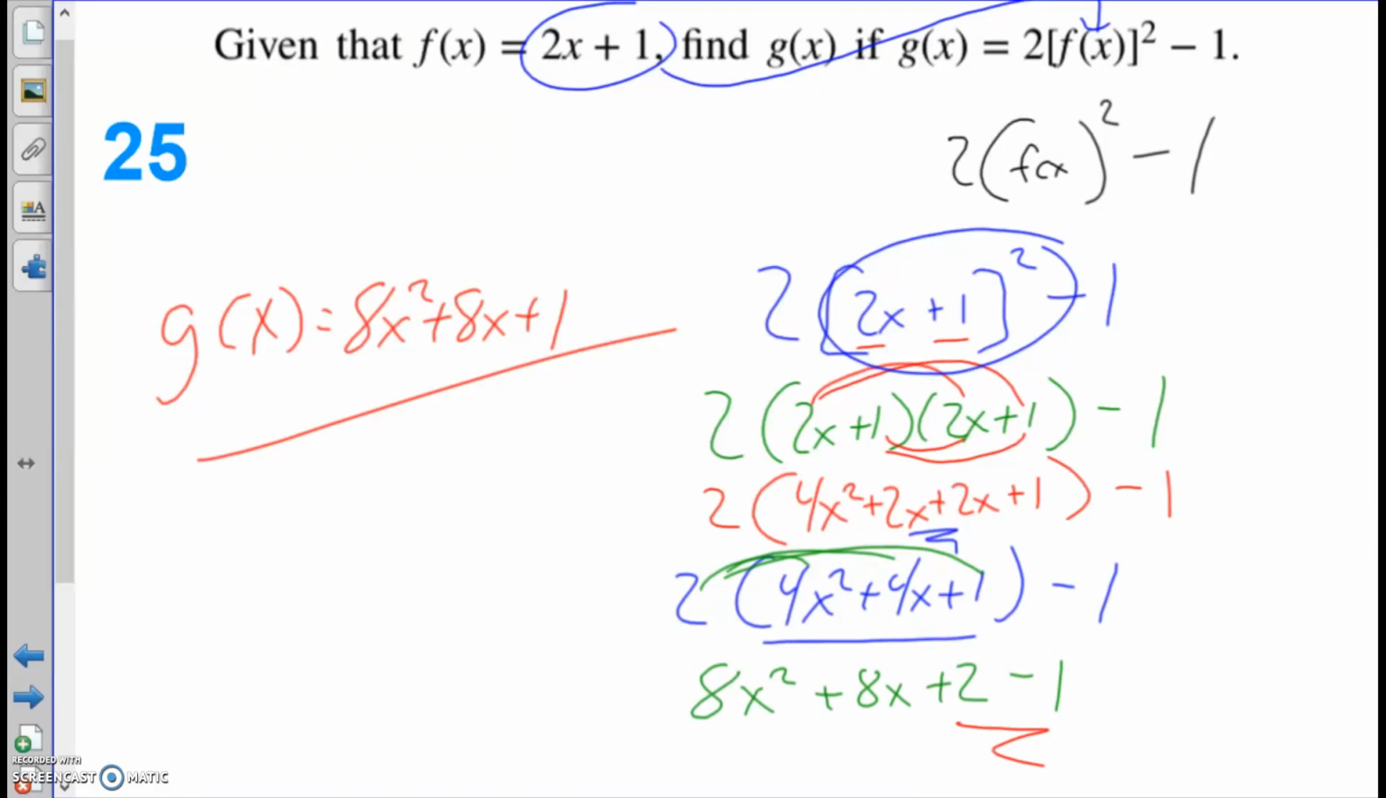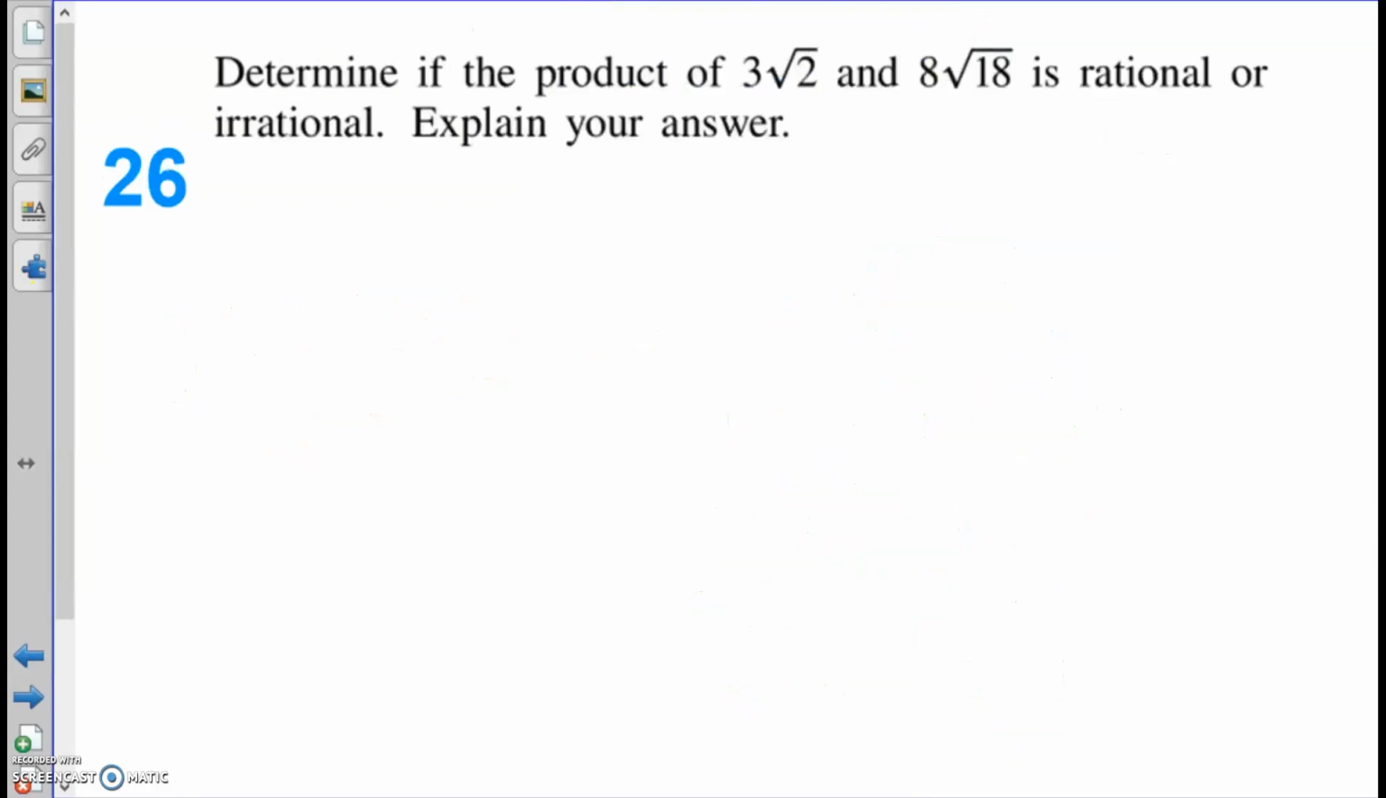Number 26. Determine if the product, remember product means multiply, of 3 rad 2 and 8 rad 18 is rational or irrational.